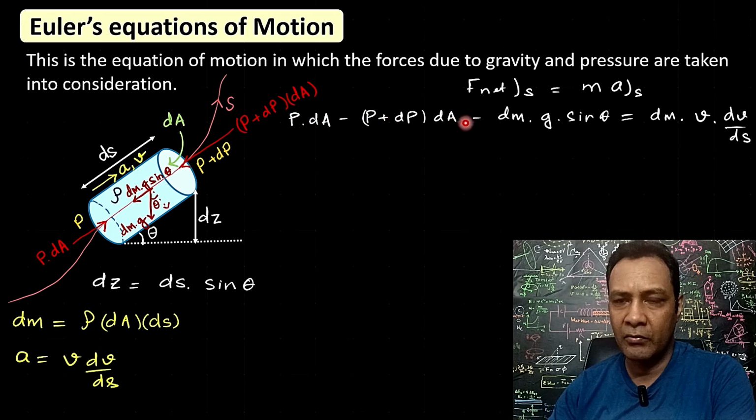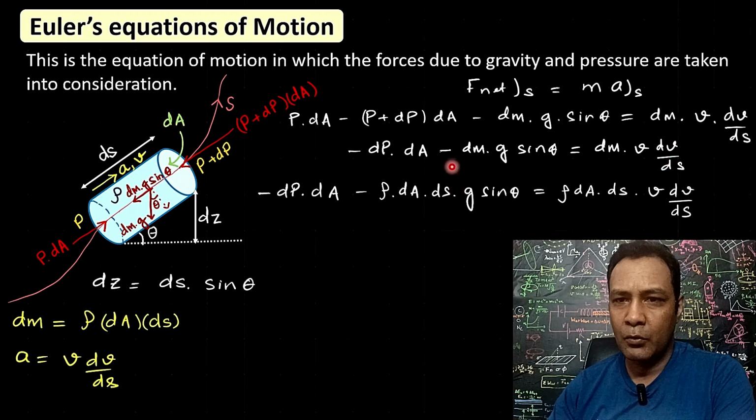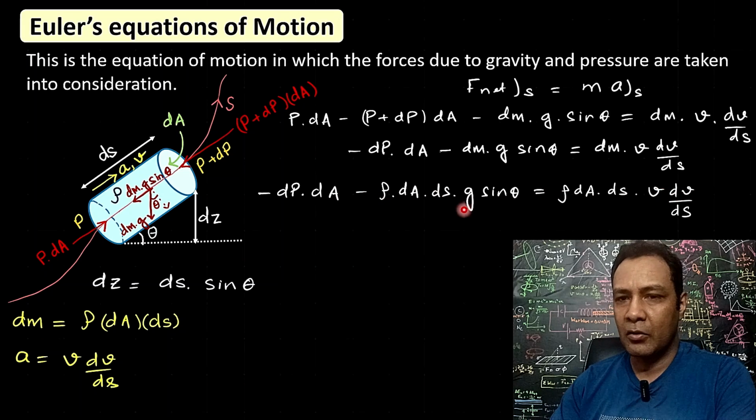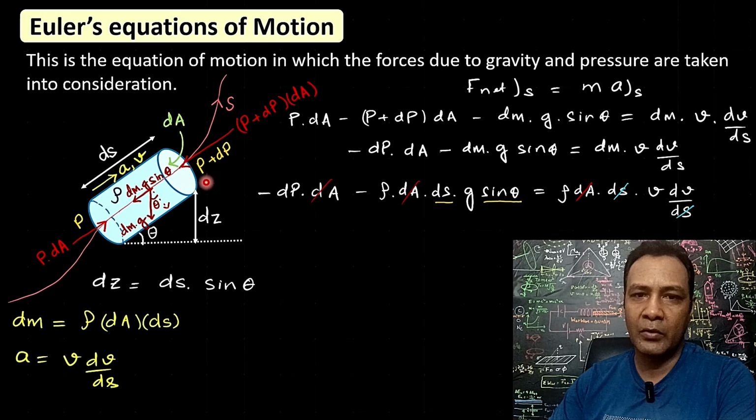This P dA and P dA will get cancelled. So the next expression we will get is minus dP dA minus dm g sine theta is equal to dm v dv by ds. And now put the value of dm. The value of dm here is rho dA ds. So I've just put the value of dm here, and now you can see that this dA will get cancelled, and obviously this ds will also get cancelled. Then this ds into sine theta I am going to write as dz, that is the difference of height between the two ends.